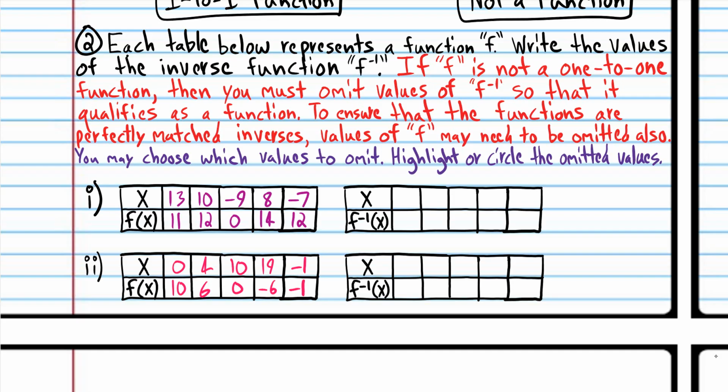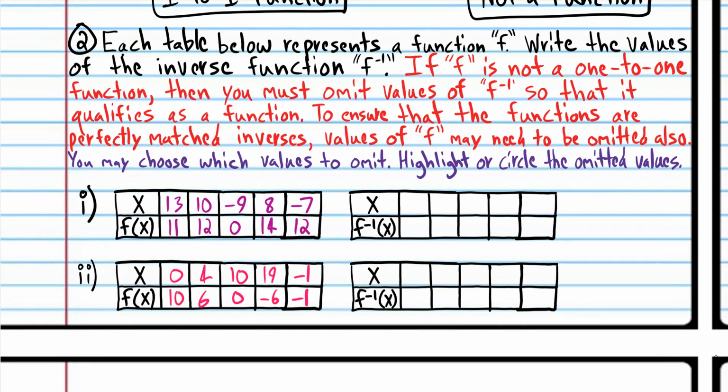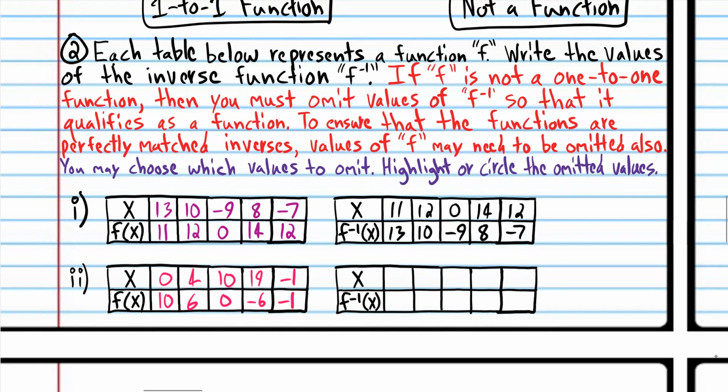Okay, we're back. So we're going to switch the x and y values. That's all we're really doing here. If we're trying to find the inverse function, or a table that represents the inverse function, all we have to do is just switch the x's and y's. But there might be some complications here.